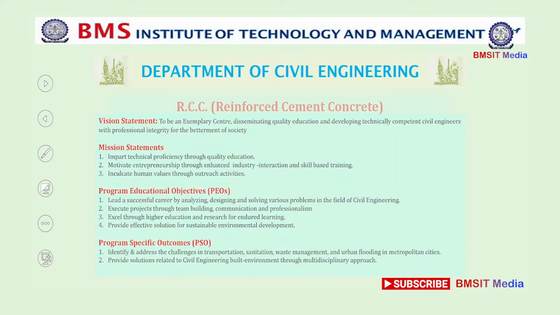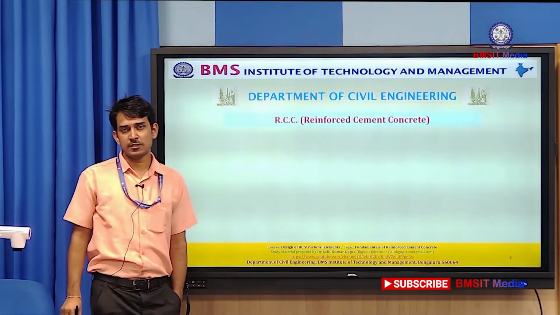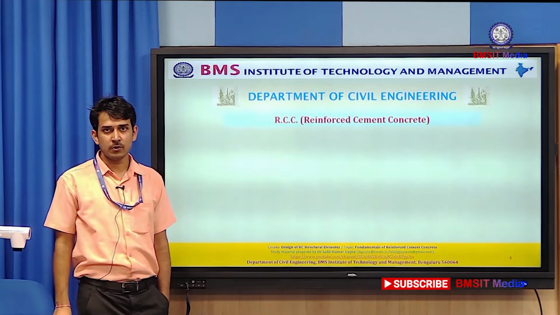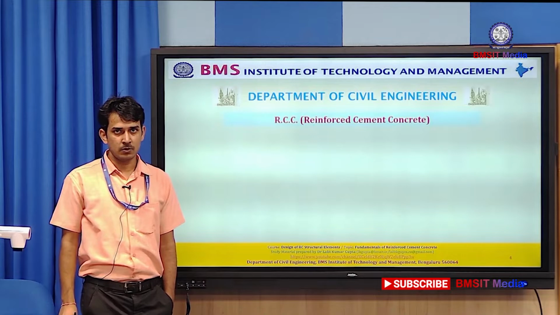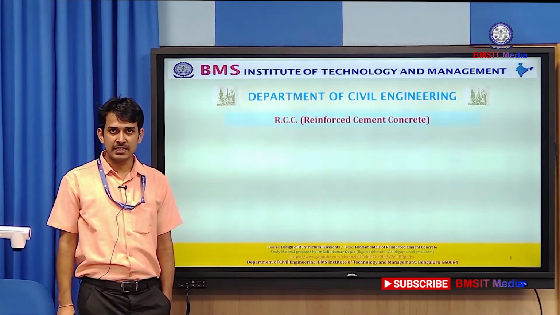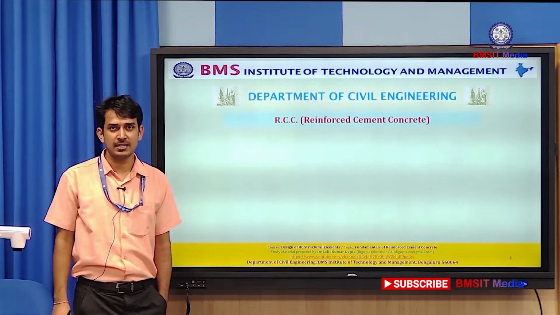After that, RCC is made of two things. The first one is the concrete, as I already told you, and the second one is the reinforcement. The combination of this concrete and reinforcement is known as the reinforced cement concrete, that is the RCC.